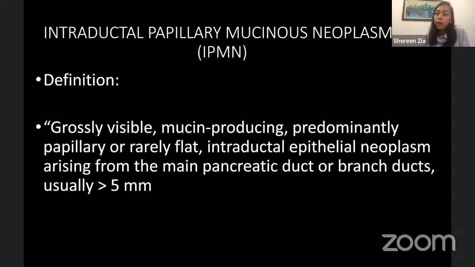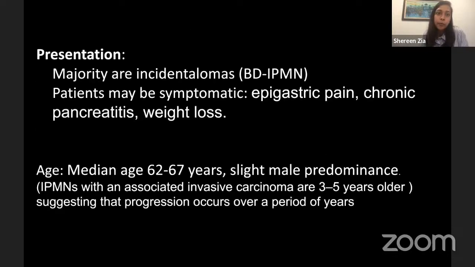So for IPMN, according to the WHO, it has to be a grossly visible, mucin-producing, predominantly papillary or rarely flat, intraductal epithelial neoplasm arising from the main pancreatic duct or the branch ducts. The size usually goes to more than 5 millimeters. The patients are either incidentally identified, which is most of the cases, or they can present with symptoms like epigastric pain, chronic pancreatitis, or weight loss, depending on whether the lesion has increased in size and is causing obstructive symptoms. The age range is usually 62 to 67 years, with a slight male predominance depending on geography.